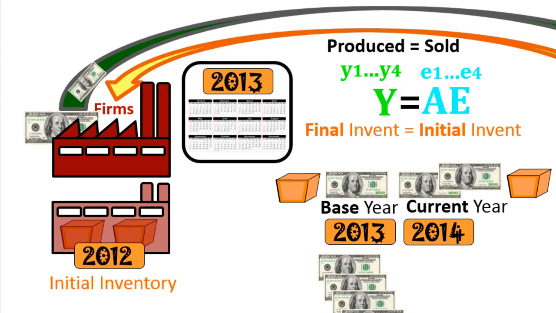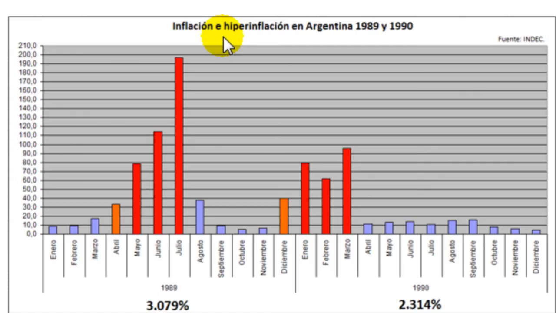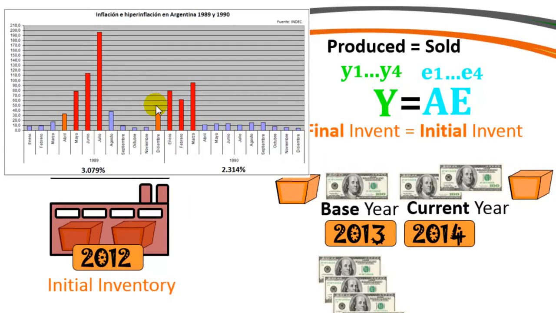For example, in Argentina, you can see in this picture that you can Google that in only 1 month, July of 1989, the inflation was almost 200, so the prices almost doubled in only 1 month. So at that time we would have loved to have this inflation instead of this one.